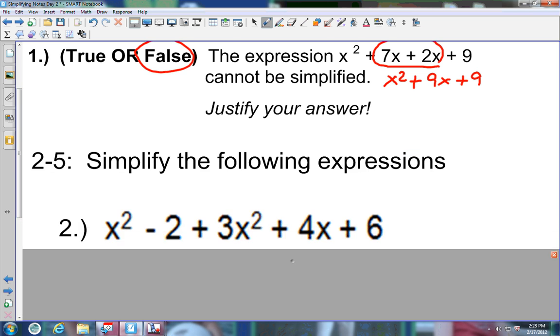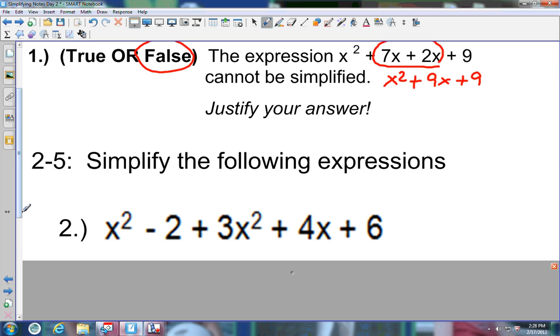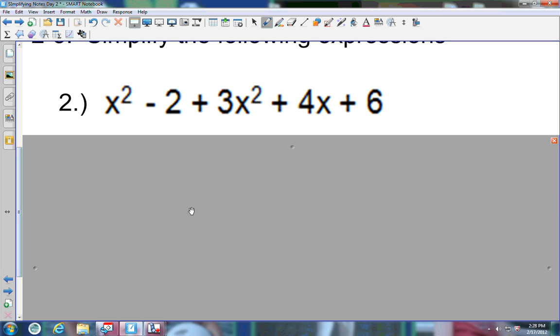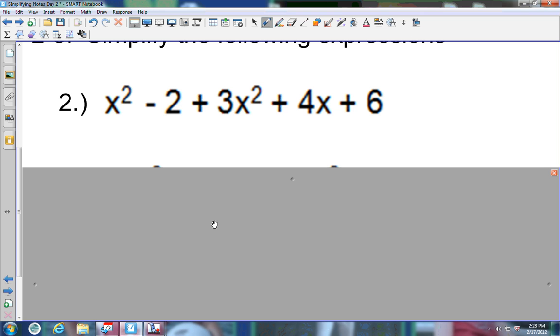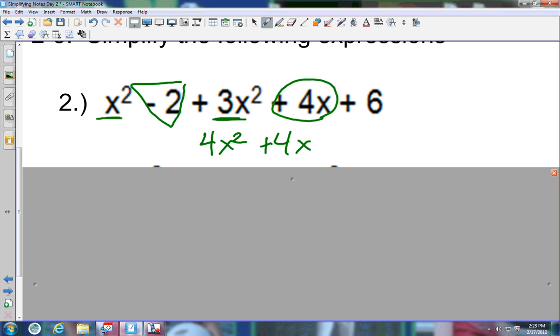Next one. All right, simplify number 2. Pause this video, simplify it, and come back and see how you do. You should have put the x squareds together. You would have gotten 4x squared. Here's my x's. Plus 4x, and then the units, negative 2 plus 6 is plus 4. Next one.